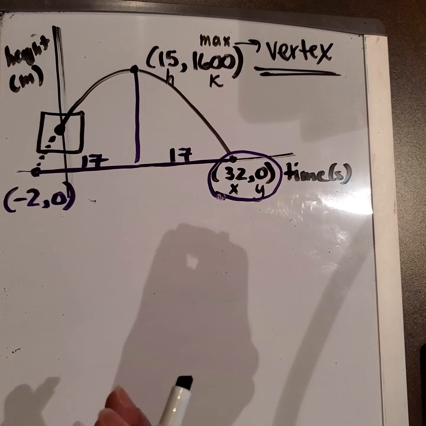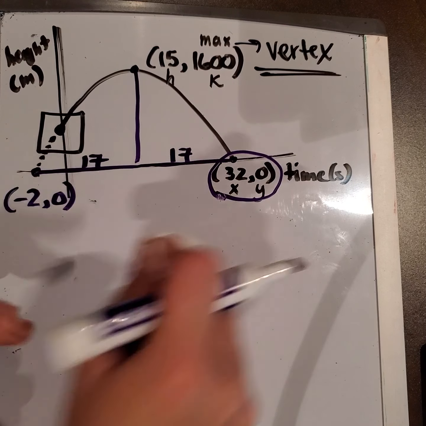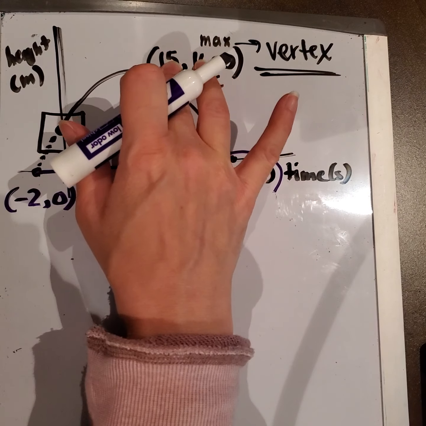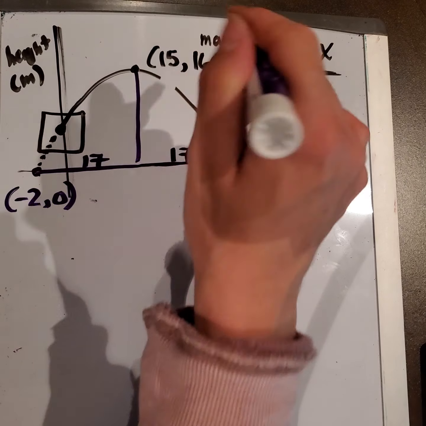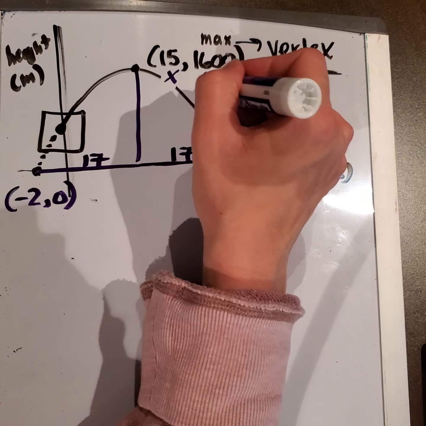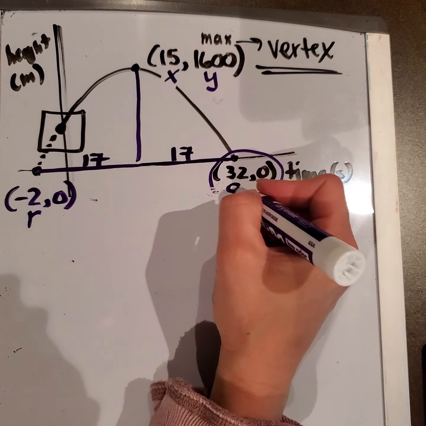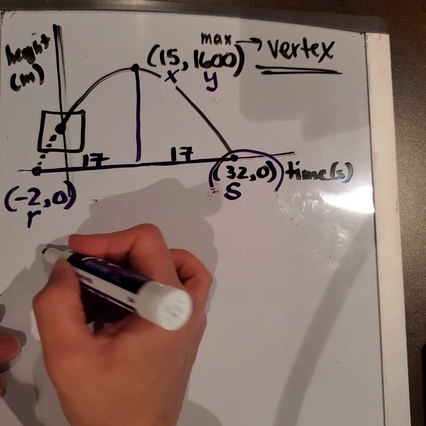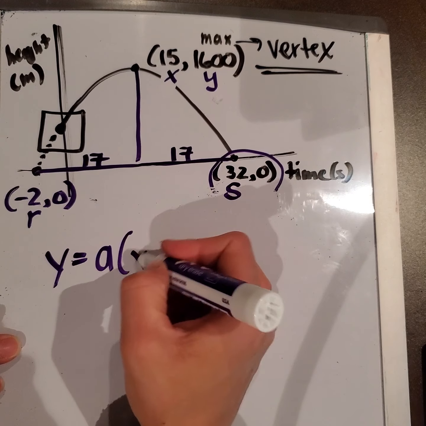I just have to relabel these. So these are no longer going to be my x, y, and these are no longer going to be my h and my k. This is going to be my x, y. This is going to be my r, and this is going to be my s. And what a beautiful throwback to factored form. Factored form looks like this.